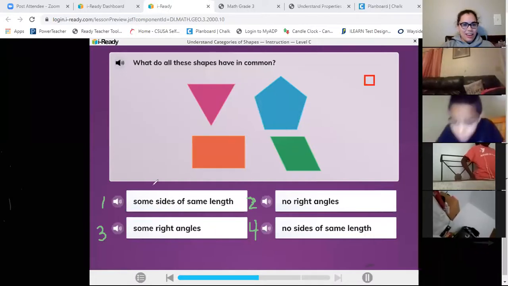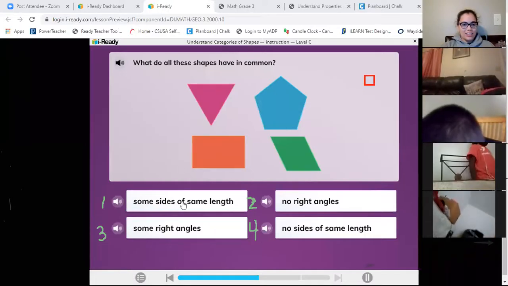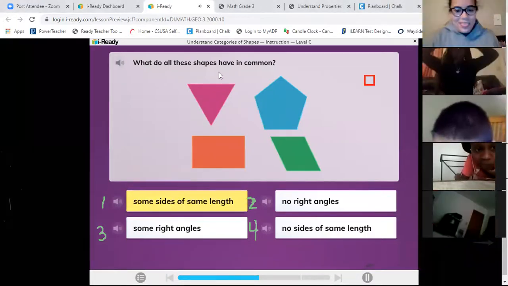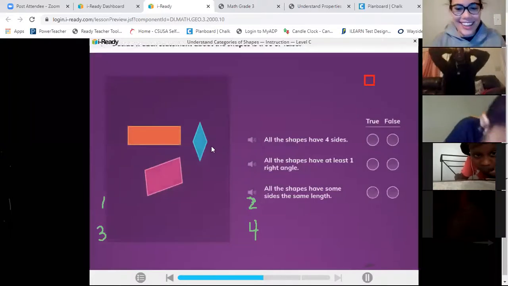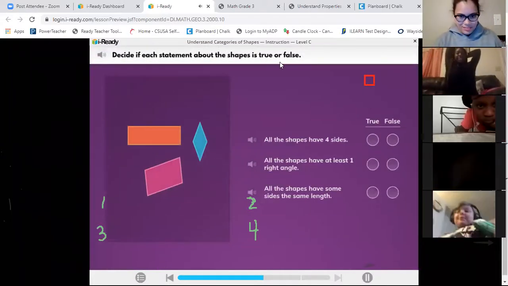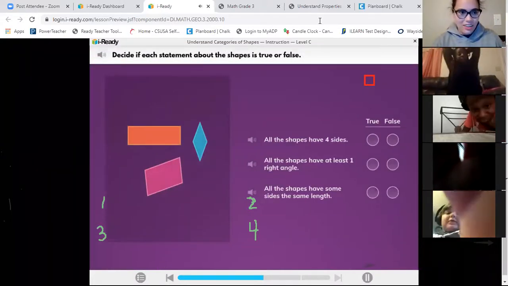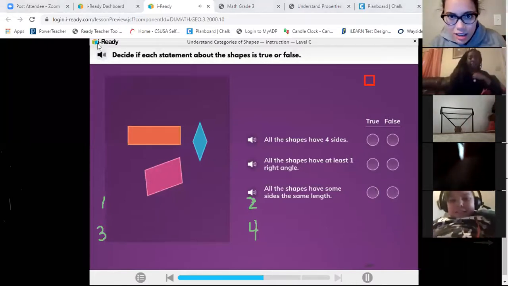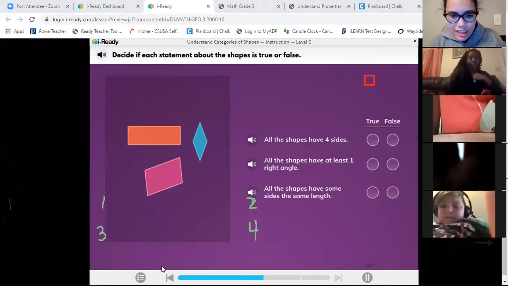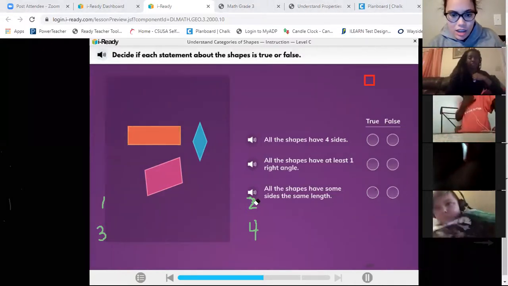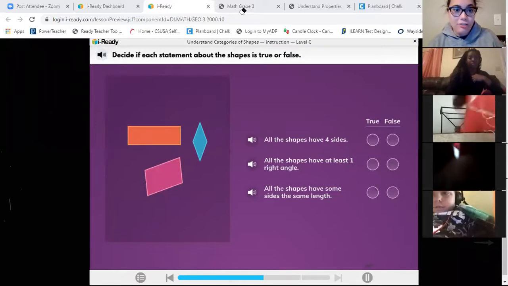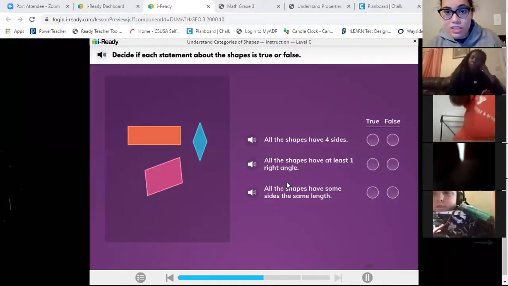All right, you guys were right. It was some sides of the same length. I thought it was number 4, no side, until I looked. So I'm going to get out of this. After this, I would like you guys to get on here, finish this, and then do the quiz, and I'm going to be checking.